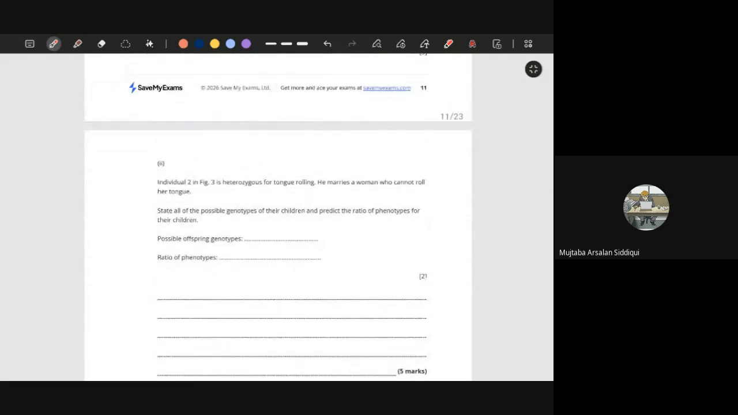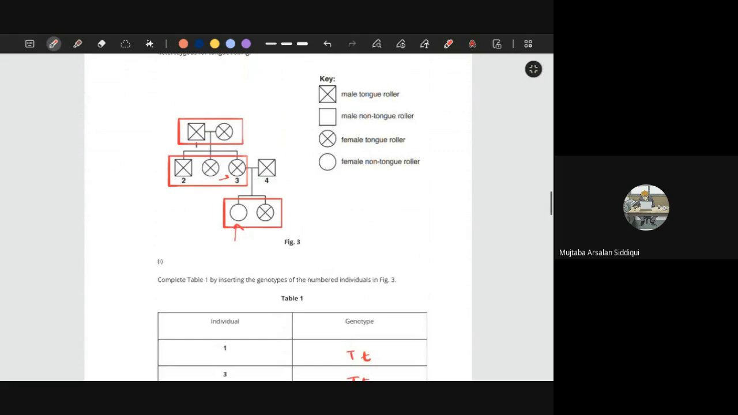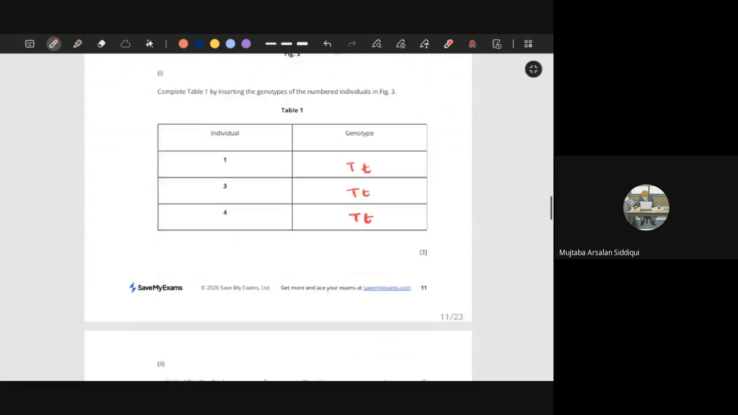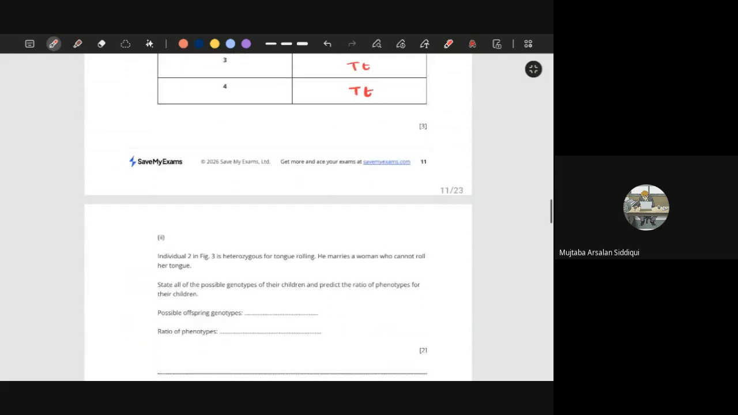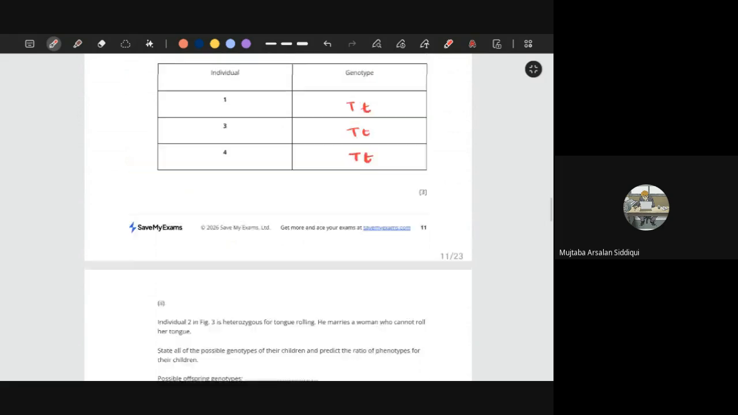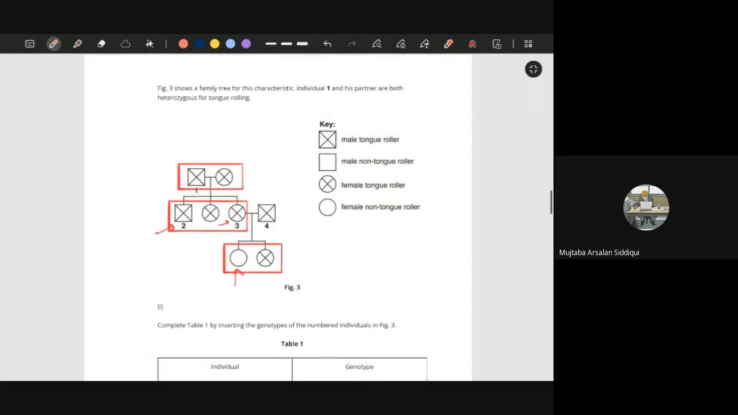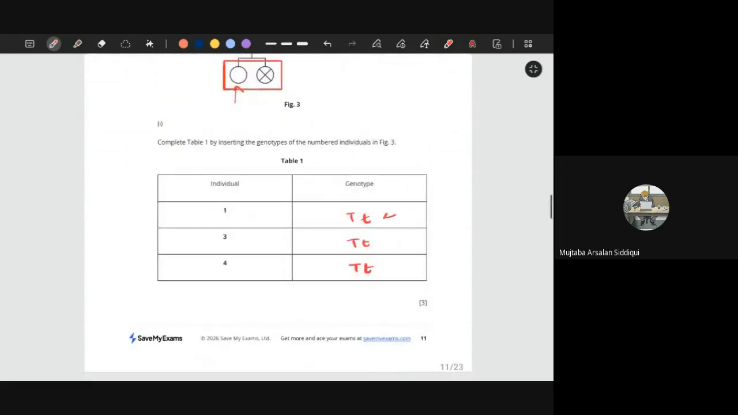Individual two is heterozygous for tongue rolling. He marries a woman who cannot roll her tongue. Okay, the question says individual one and her partner are both heterozygous for tongue rolling. This is how we know that one is heterozygous. Is that fine? Yeah.